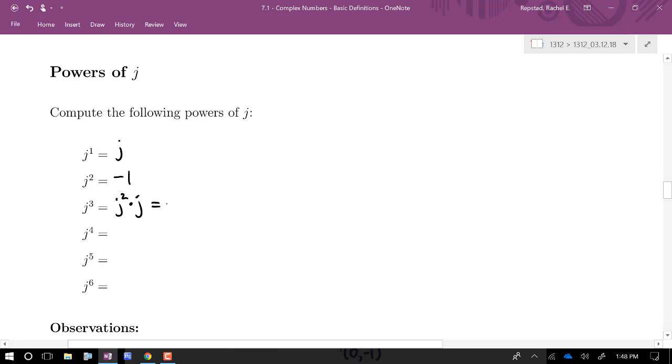What's j squared? Negative 1 times j, or negative j. J cubed is negative j. That's kind of interesting, don't you think? Can you think of other numbers where that happens, where you cube something and you just get the negative of the number? I can't.